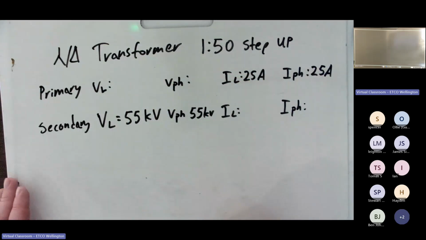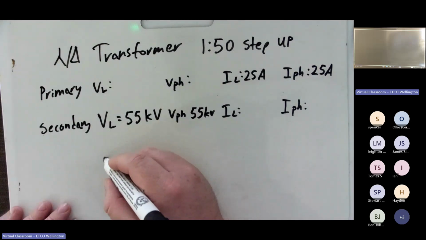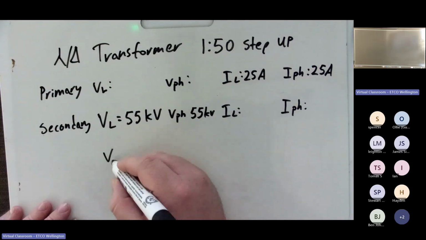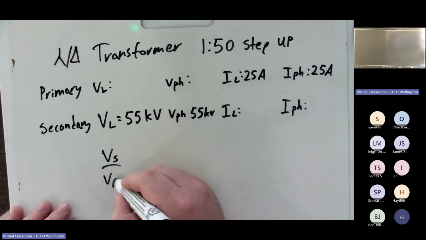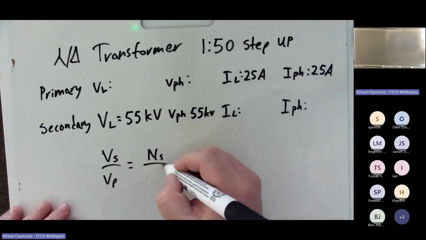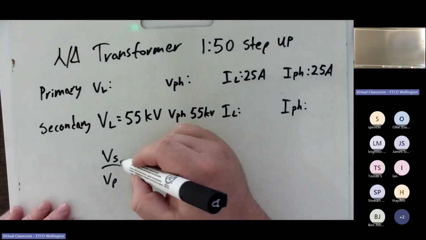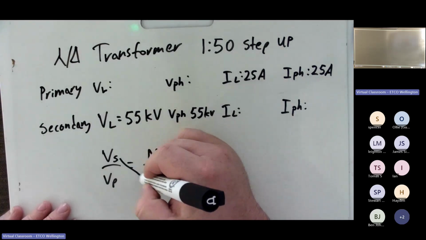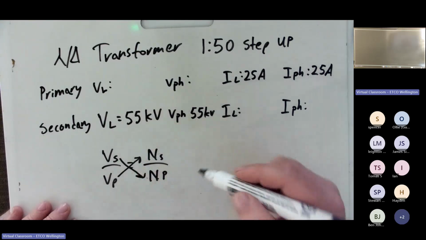But now we have to figure out our primary line current. So we go back to the trusted formula. We'll just put voltage secondary on the top: voltage secondary over voltage primary equals number of turns secondary over number of turns in the primary. Cool, so we can cross multiply.